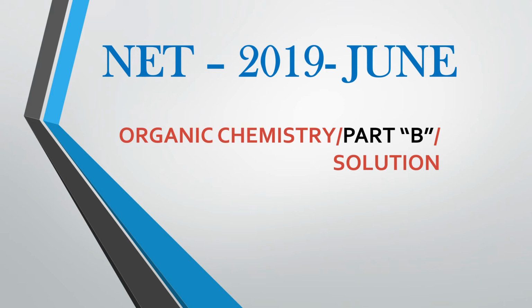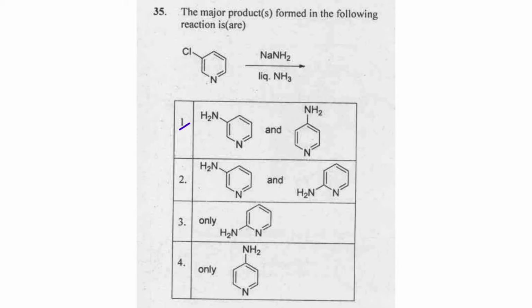In this video, I am going to discuss the Part B solution of the 2019 June paper, Organic Chemistry. First, let's see the first question. First pause the video and see the question. Here it is given that 3-chloropyridine is the reactant, which reacts with sodium amide and liquid ammonia. What will be the final product?